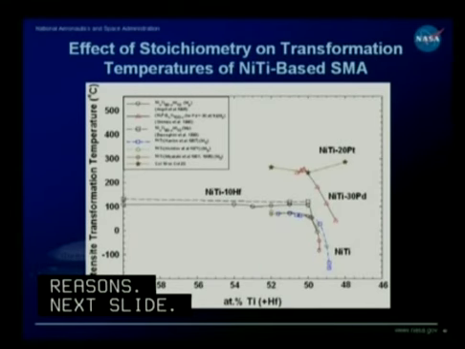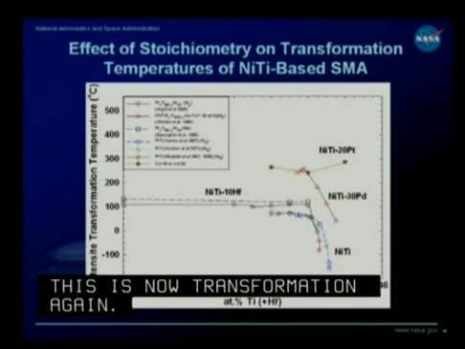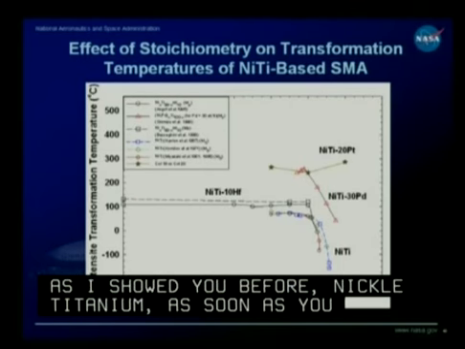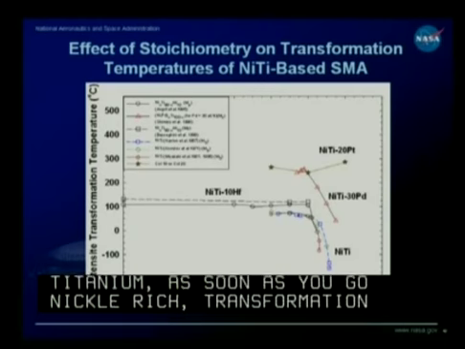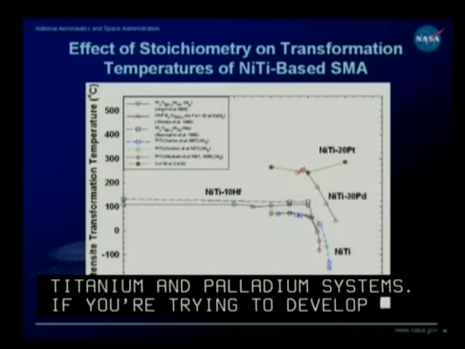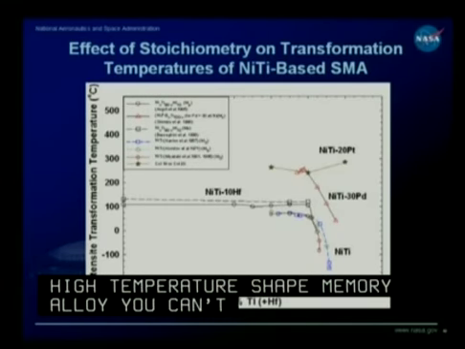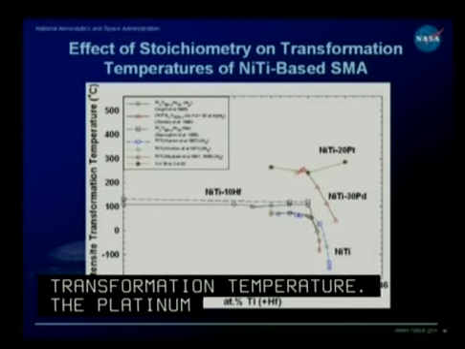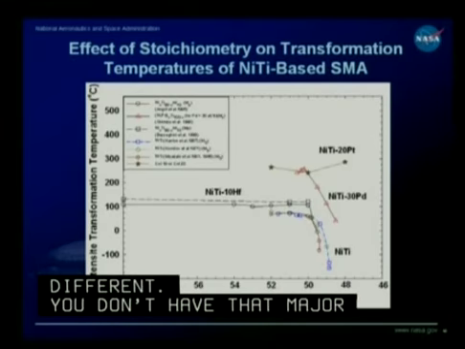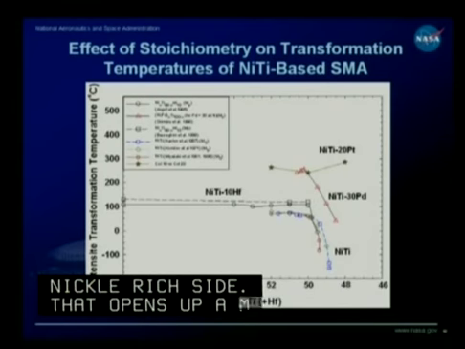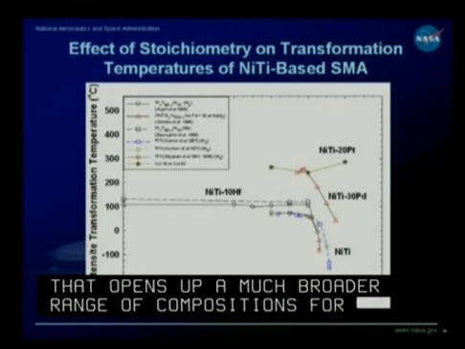This is now transformation temperature, again, as a function of stoichiometry or titanium content. As I showed you before, nickel, titanium, as soon as you go nickel rich, transformation temperatures drop off like a rock. That happens also for the nickel, titanium, hafnium and the nickel, titanium, palladium systems. So if you're trying to develop a high temperature shape memory alloy, you certainly can't work on that side of stoichiometry because you're not going to have a high transformation temperature. The platinum alloys are different. You don't have that major loss in transformation temperature as you go to the nickel rich side. So that opens up a much broader range of compositions for which we can work with and offers a number of very interesting things along the way.